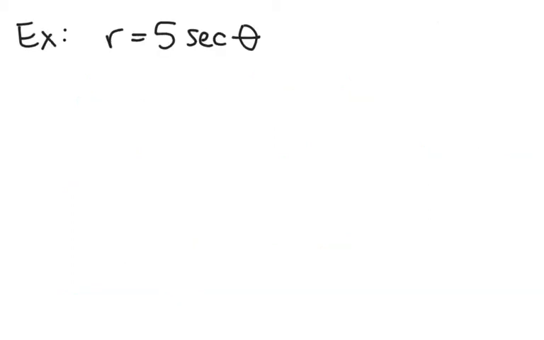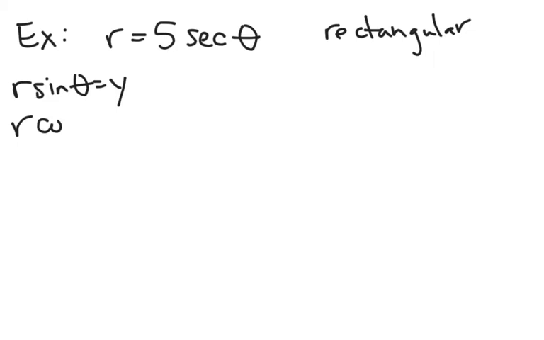What if I want to go the other direction? What if I have an equation that's in polar form and I want to write it in rectangular form? Well, in order to do that, I want to get rid of the r and the theta. But how are we going to do that? Well, first of all, I want to remind you that r sine theta is the same thing as the y-coordinate, and r cosine theta is the same as x.